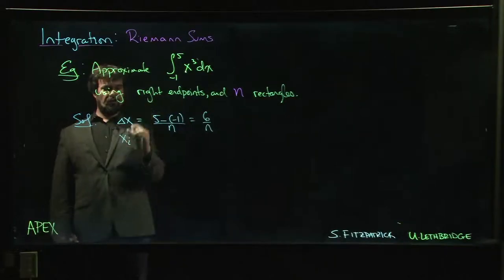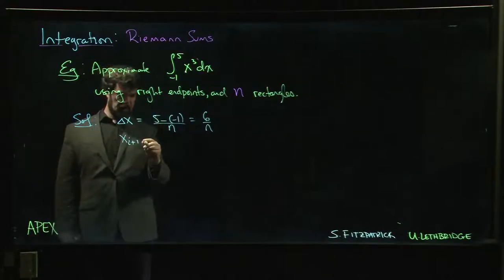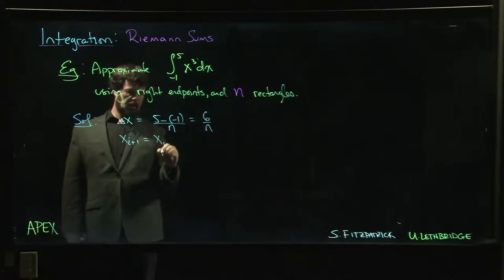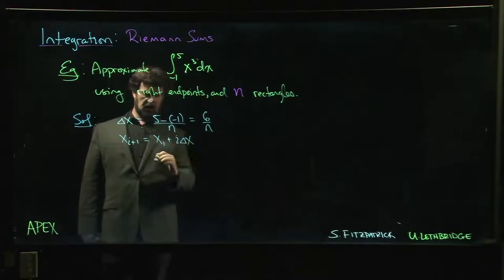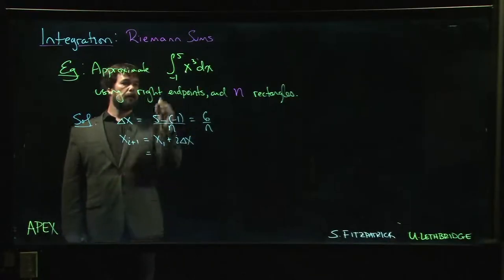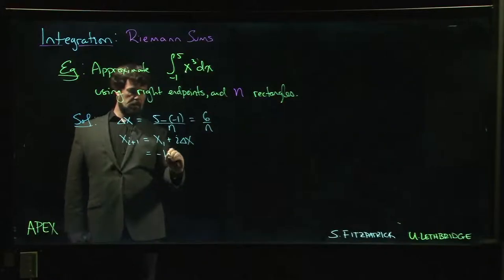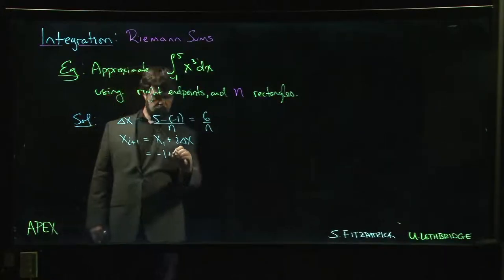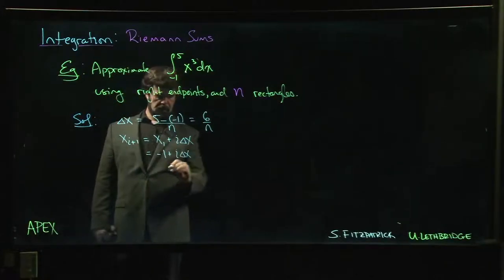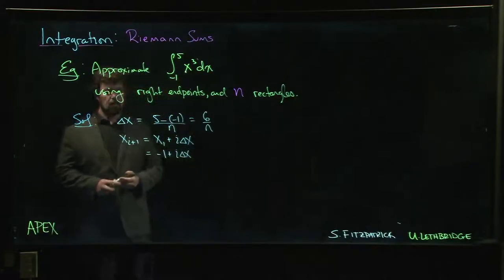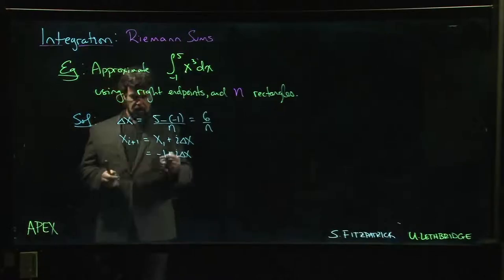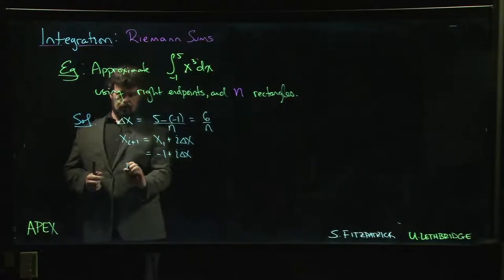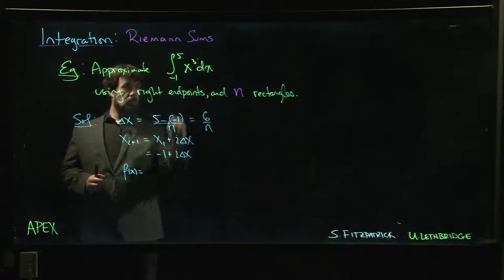Xi. Well, let's do i plus 1, because we're interested in right endpoints, right? So it's going to be x1 plus i times delta x. So x1 is minus 1 plus i times delta x. Okay? Now we got to plug that into our function, right? So our function is going to be what? x cubed.